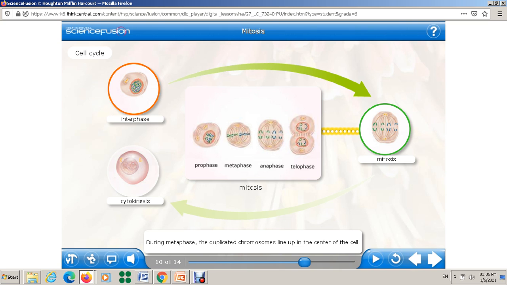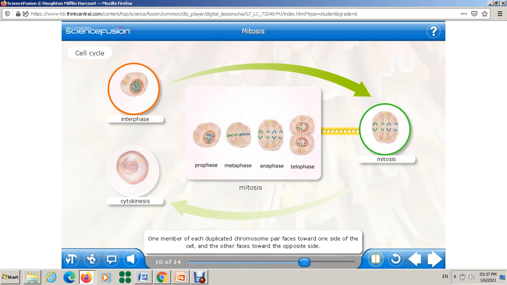Okay, so the chromosomes now are formed, right? And they condense. In the second phase, which is metaphase, the chromosomes will line up in the middle or in the center of the cell. Look how they are lined up here in the center of the cell.